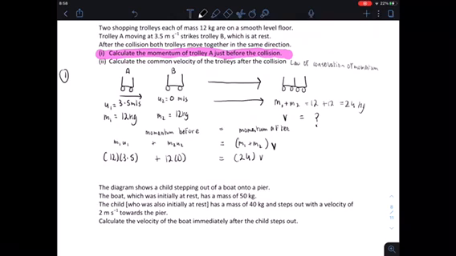Okay, let's just solve this out. So we have 12 times 3.5, which gives us 42, plus 12 times 0 gives us 0, equals 24v. Okay, we want to solve for v. So here I have 42 equals 24 times v. I want v on its own, so I divide both sides by 24. This leaves me with v equals 1.75 meters per second. This is the velocity of our two trolleys after they collide.